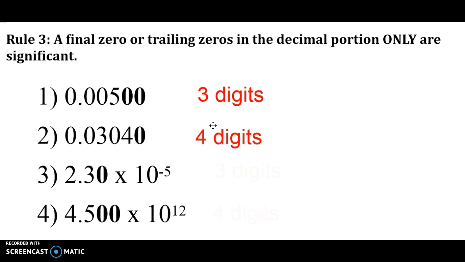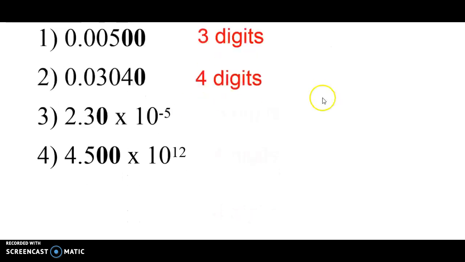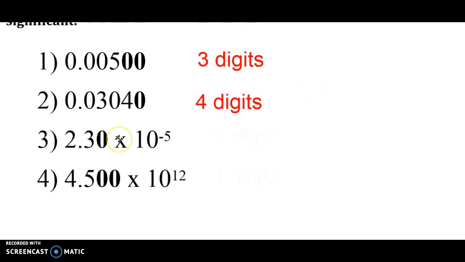There's 4 digits. This can get a little confusing, which is why we use scientific notation. Scientific notation, if we write it in a specific way, we always know it's accurate. So in this particular case, this number here has 3 digits, or this number here has 4 digits.